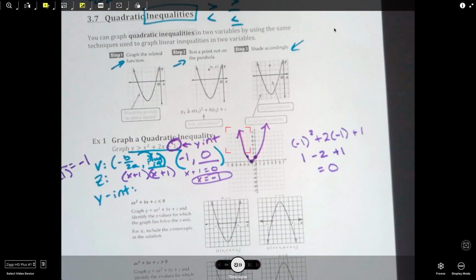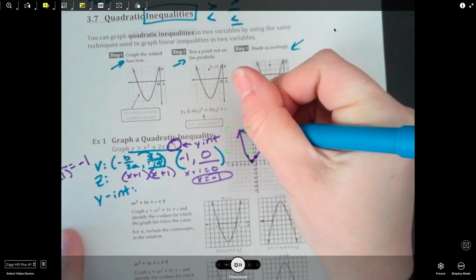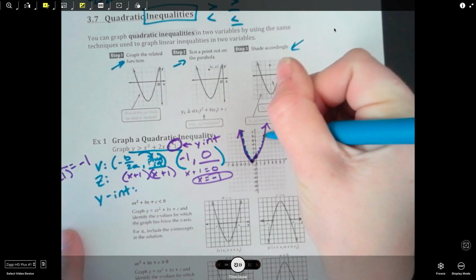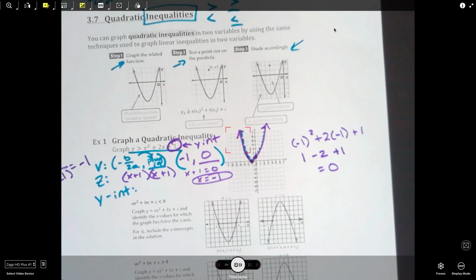And be over there. And there we go. Okay? I did it again. Y is greater than, so we've got to shade. It's going to be a dotted line for starters. A dotted line for starters. Just make yours like mine.